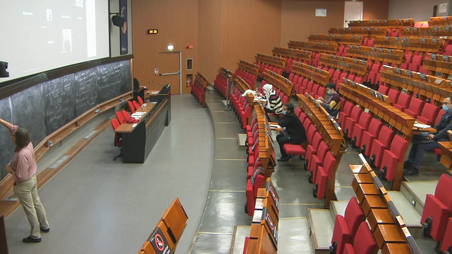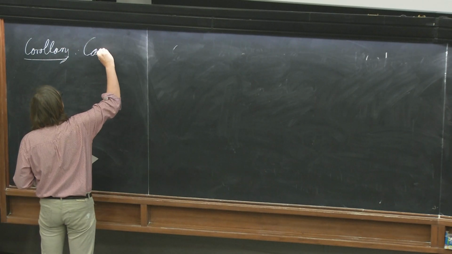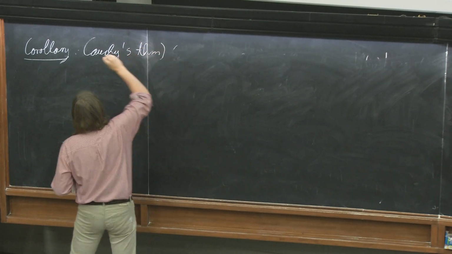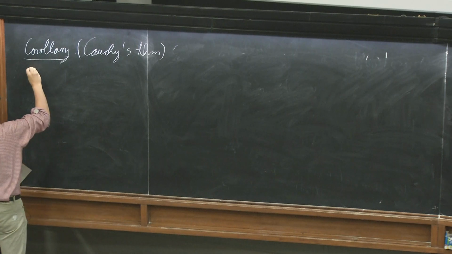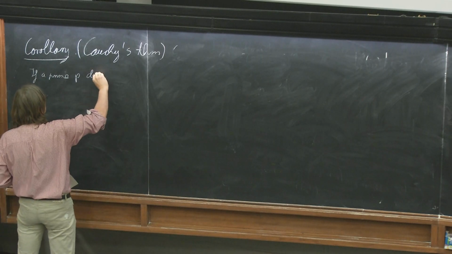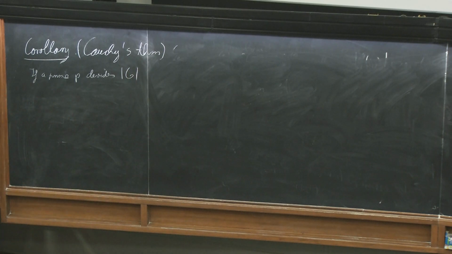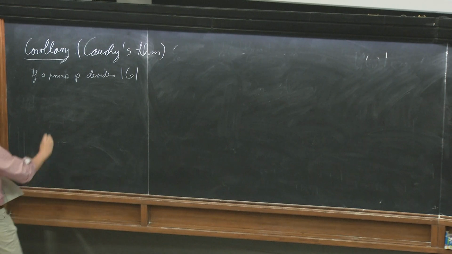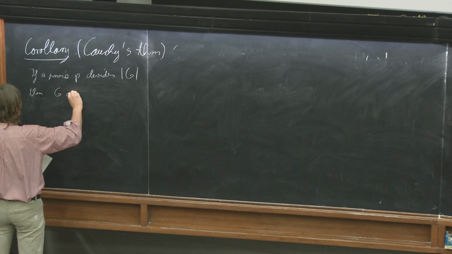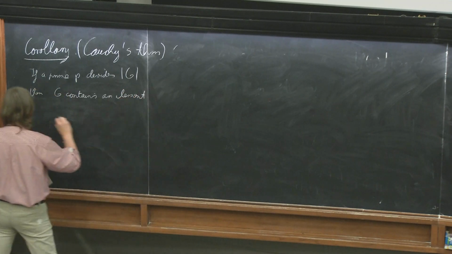The corollary is Cauchy's theorem. So this says the following. If a prime number p divides the order of a group, then the group contains an element of order p. So then G contains an element of order p.